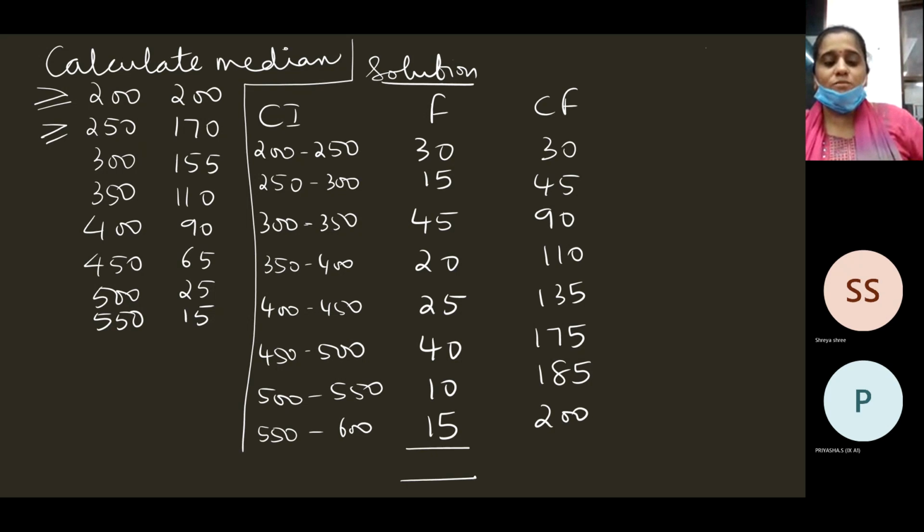And the total of the frequency column also will be 200. Check that. Should be 200. This should be equal to this.